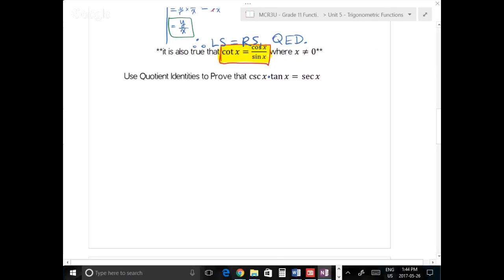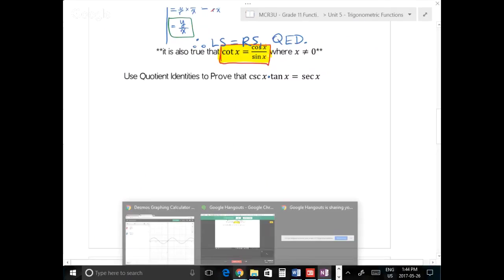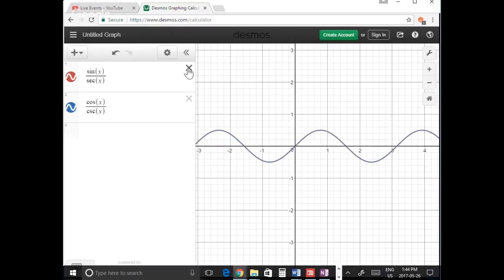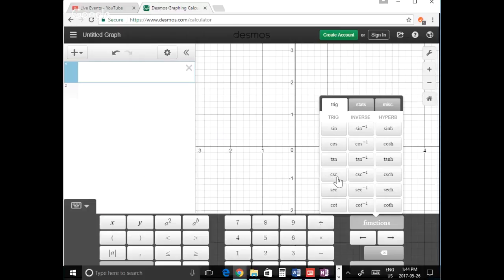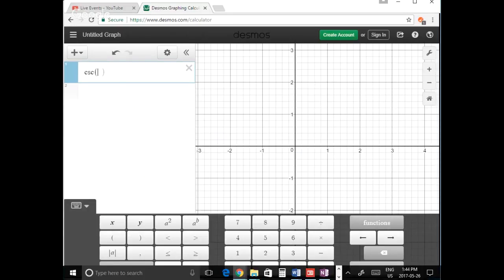So first of all, I'm going to quickly plug this into Desmos, and we'll make sure Orlando hasn't screwed up. What's the first one I gave you? Cosecant of x times tan x. Oh, what the heck was that sound?